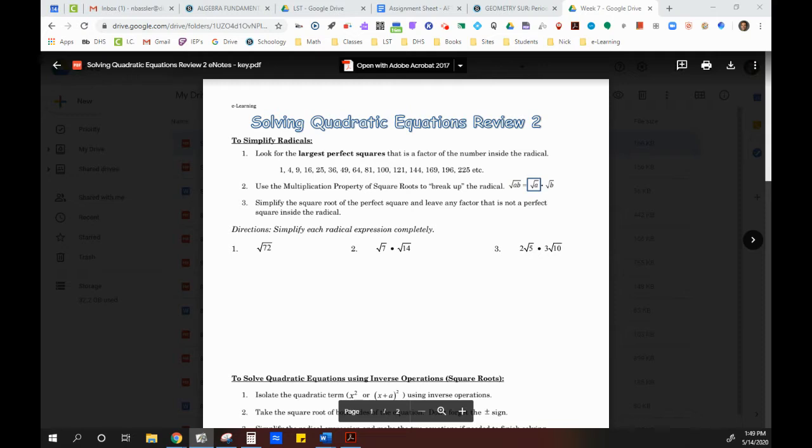So this is what we did today. We're doing this quadratic equations review 2. We're going to review both simplifying radicals as well as solving quadratic equations using inverse operations.